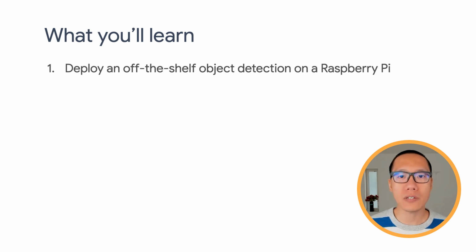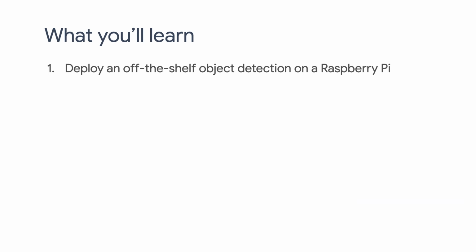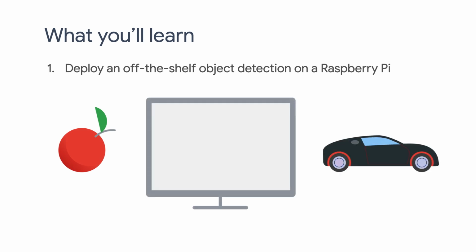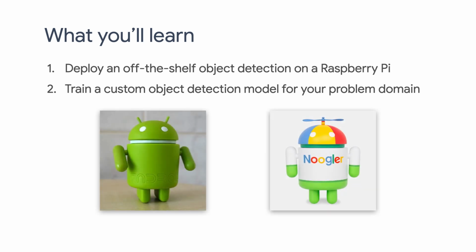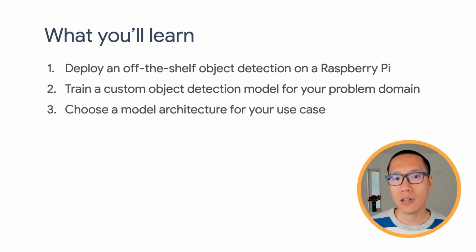First, I'll show you how to download a pre-trained TensorFlow Lite object detection model and deploy it to your Raspberry Pi. This model can recognize general objects such as an apple, a television, or a car. Second, we'll learn how to train a custom object detection model to recognize specific objects in your problem domain, like recognizing different Android figures. Third, I'll talk about which object detection model architecture you should use in your use case, depending on whether speed or accuracy is more important to you.